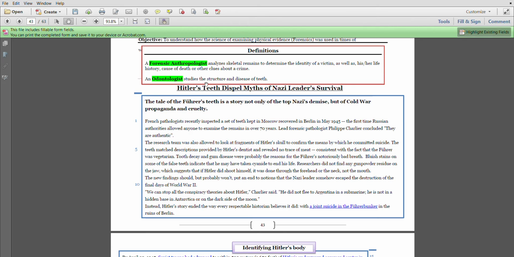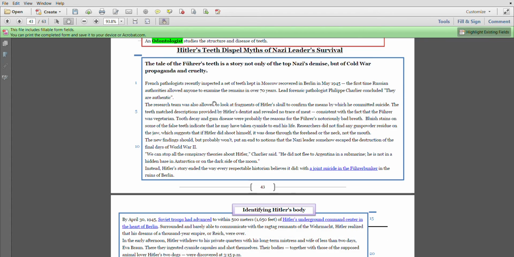So the title of this article is Hitler's Teeth Dispel Myths of Nazi Leaders' Survival. The tale of the Führer's teeth is a story not only of the top Nazis' demise, but of Cold War propaganda and cruelty. Note the line numbers here for your answers, okay, guys? French pathologists recently inspected a set of teeth kept in Moscow, recovered in Berlin in May of 1945.